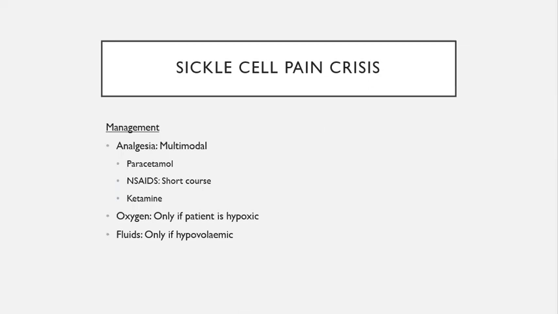Now, in terms of the management, it is multimodal. So things like paracetamol, NSAIDs, a short course due to the long-term effect of renal impairment, and ketamine, which may be used as an opioid-sparing drug. Regarding the use of oxygen, it has been shown to cause bone marrow suppression and increase transfusion requirements.